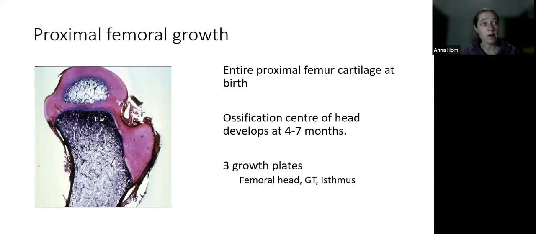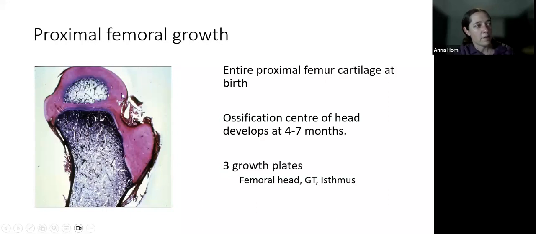And proximal femoral growth. When babies are born, or during embryonic development, the entire proximal femur is cartilage, and then the ossification center starts to develop. Usually the femoral head ossification center starts developing at approximately 4 to 7 months. This is always delayed in DDH, and you'll see that in some of the x-rays as we carry on. And there are 3 growth plates.